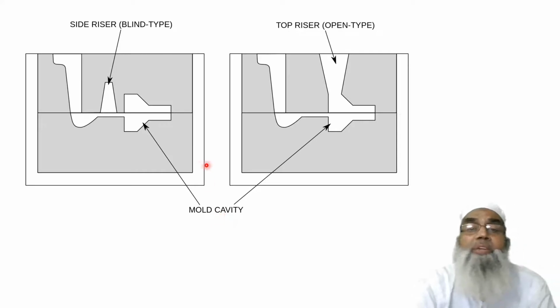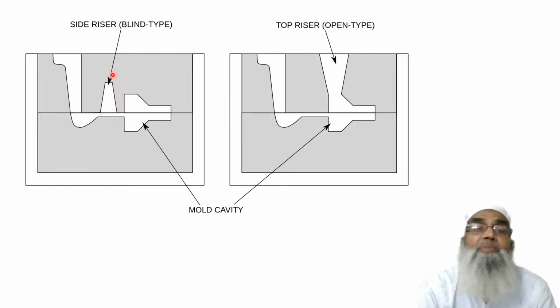Here we have a side riser, but it is a blind one because it is covered by the sand. In this figure, this is a mold cavity. The same type of casting is required. It has a top riser, but it is open to the atmosphere, and we call it an open riser. Therefore, this is an open type top riser, and this is a blind type side riser.